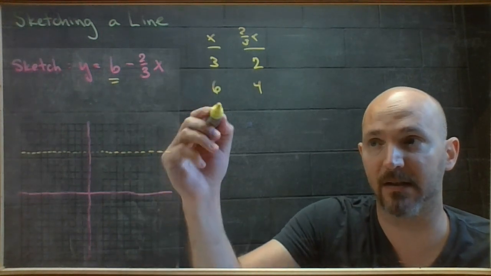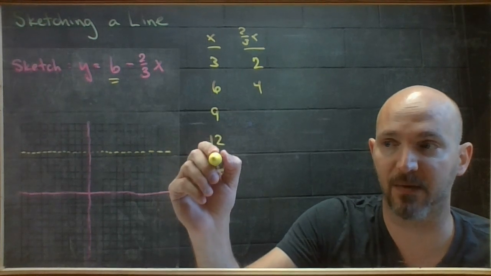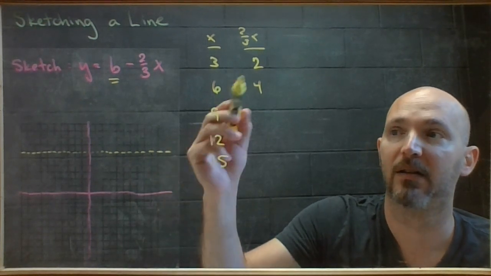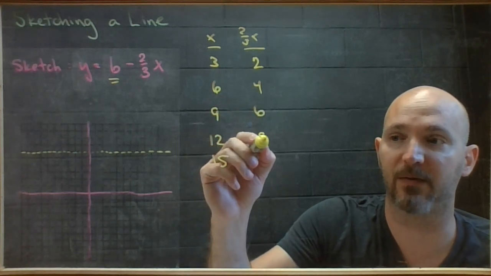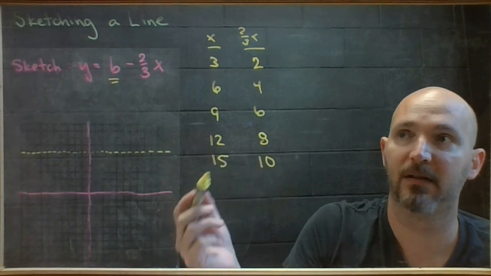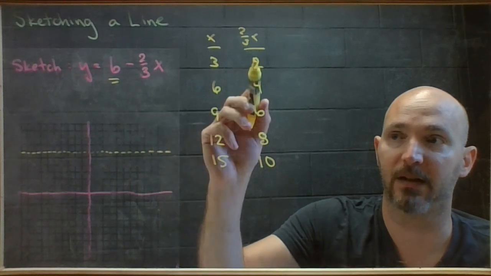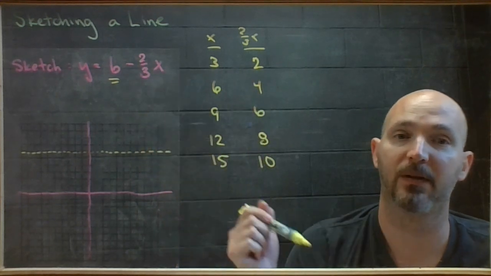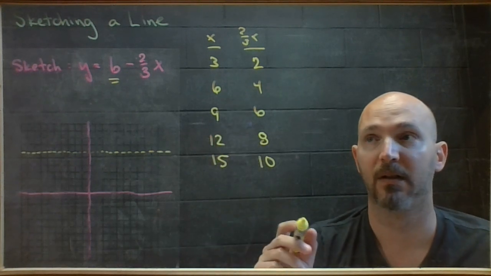So these are nice clean numbers that I can drop from my line. So 3, 6, 9 divides evenly by 3, so does 12, so does 15. 2/3 of 9 would be 6. 2/3 of 12 would be 8. 2/3 of 15 would be 10. Notice that these are going up by 3, and these are going up by 2. That's not an accident. That's how the pattern works.